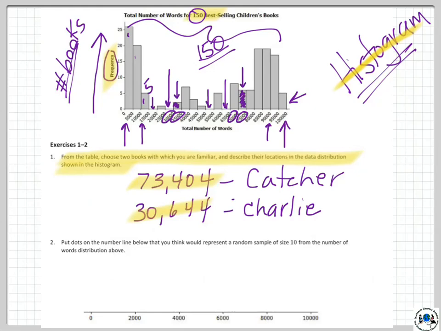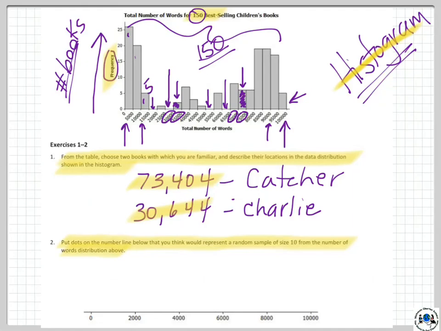Okay. So I'm not sure, of course, again, we're not in class, can't see you, can't talk to you, so I don't know which books you chose, but I hope you did indeed do this correctly, and if not, you do now understand where your books would have fit in this histogram right here. Okay, so let's go ahead and look at number 2 here, and it says, put dots on the number line below that you think would represent a random sample of size 10 from the number of words distribution above.